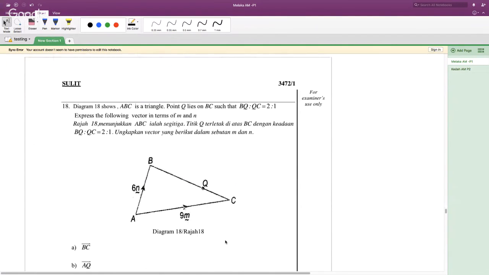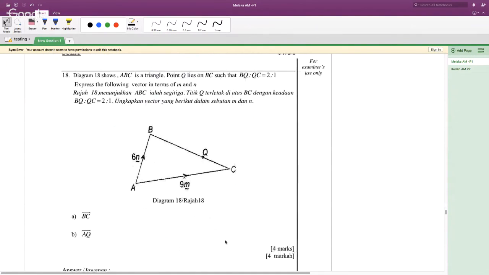For question 18, ABC is a triangle and Q lies on BC such that the ratio BQ to QC is 2 to 1. Express the following vectors in terms of M and N, so you have to leave your answer in M and N. The first thing we find is BC. BC is very easy, it equals BA plus AC.